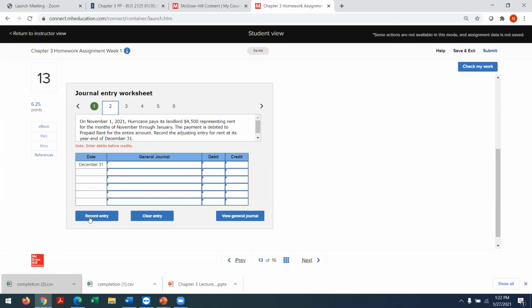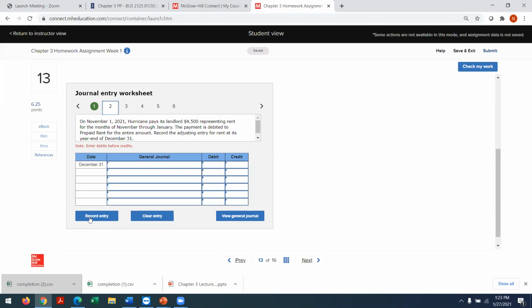On November 1st, 2021, Hurricane pays its landlord $4,500 representing rent for the months of November through January. November, December, January, 3 months worth. Payment is debited to prepaid rent for the entire amount. Record the adjusting entry for rent as of December 31st.